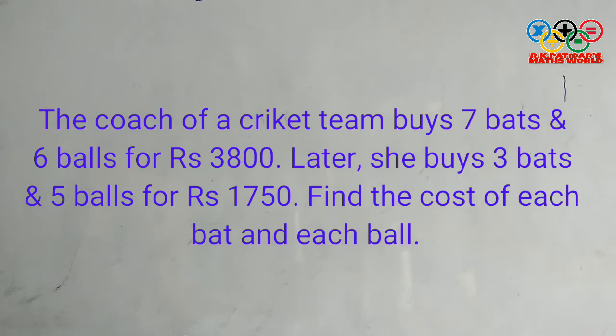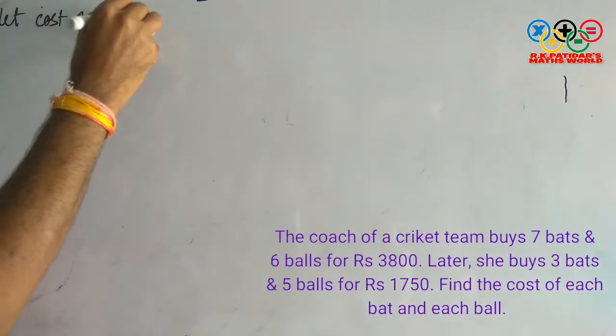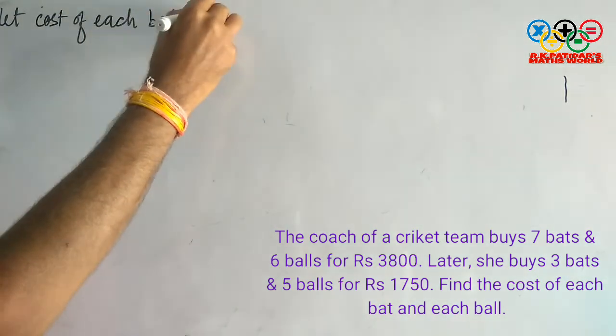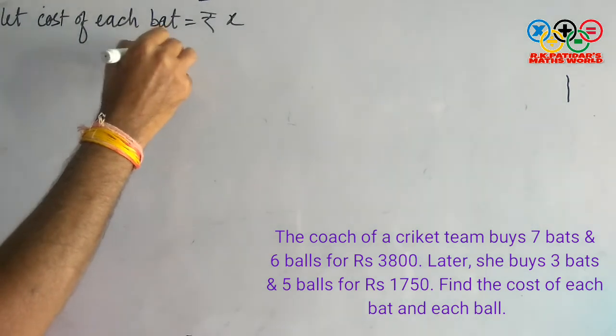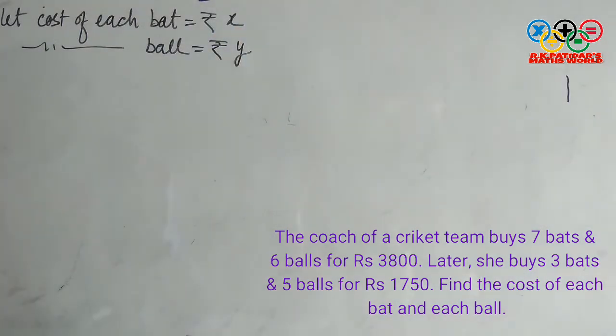Exercise 3.3, question number 3, part number 3. The coach of a cricket team buys 7 bats and 6 balls for rupees 3,800. Later she buys 3 bats and 5 balls for rupees 1,750. Find the cost of each bat and each ball. So here we assume that the cost of each bat is rupees x and the cost of each ball is rupees y.